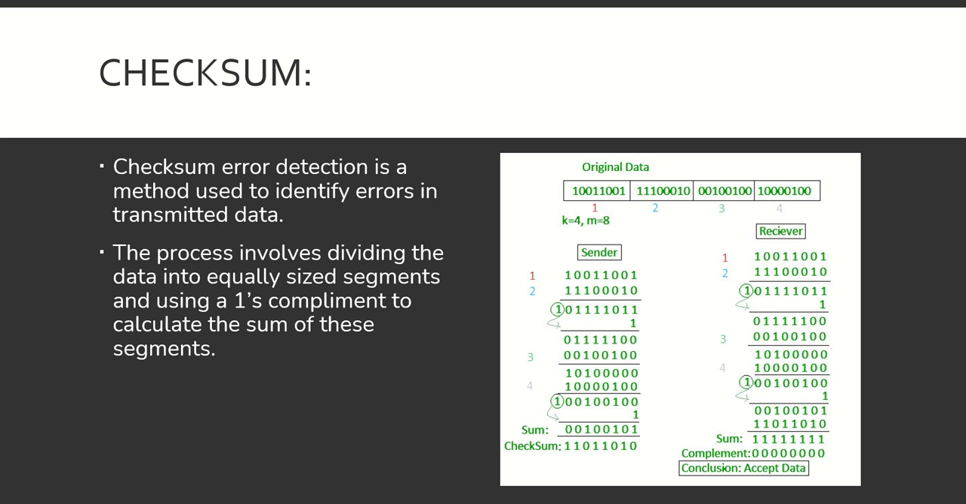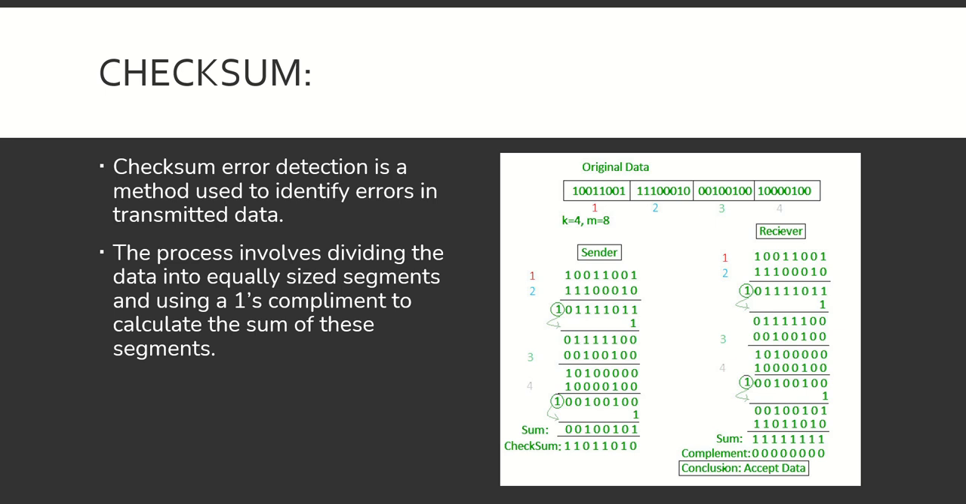After that, after completing the sender, we move to the receiver end. All received segments are added using one's complement arithmetic to get the sum. The sum is complemented. If the result is 0, the received data is accepted, otherwise discarded. And we get the received data in the form of 00, then our data is accepted. It is all about checksum.